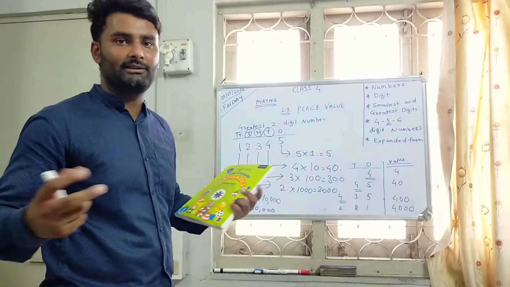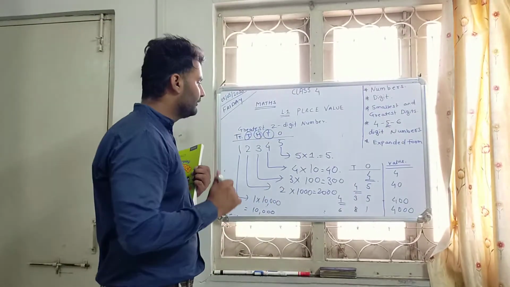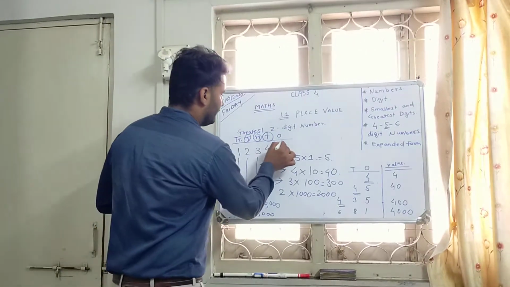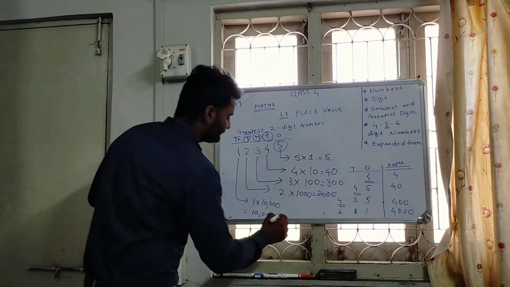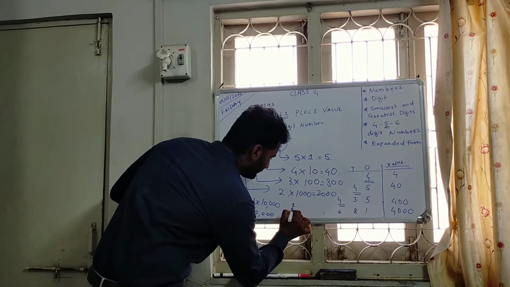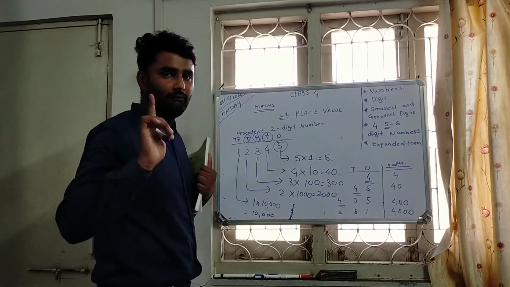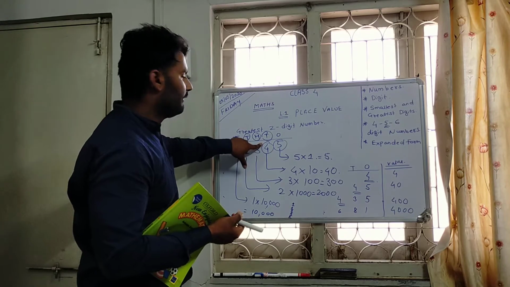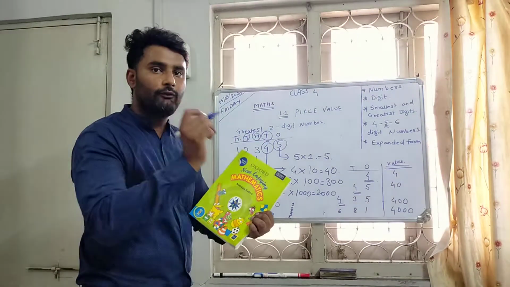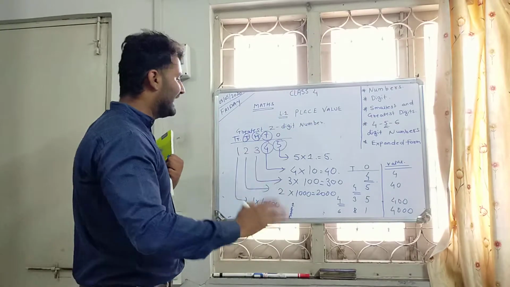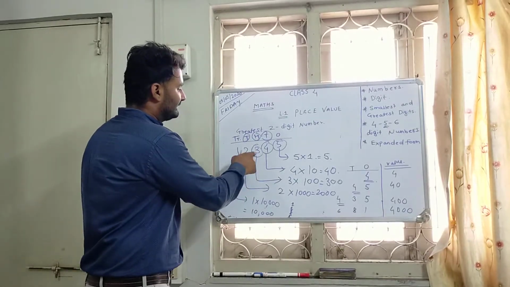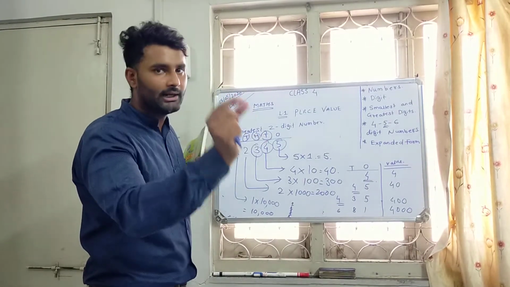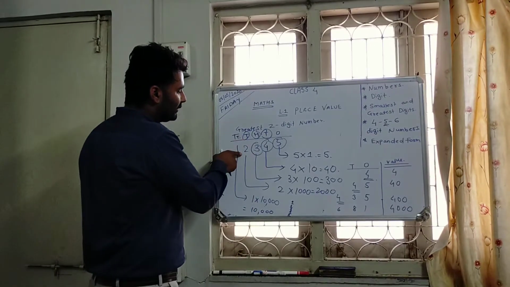Now we just expand these numbers. Expand means expansion, taking out from their values. But you want to pay attention here. 5 ones means 5 times 1. 4 tens means 4 times 10, that means 40. 3 hundreds means 3 times 100: 100, 100 and 100. This 2000 means 1000 and 1000.